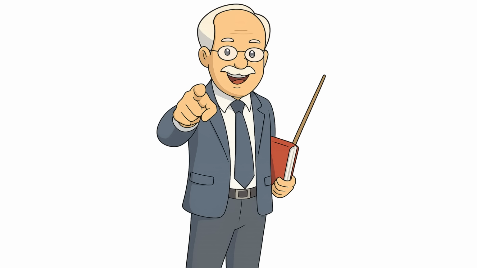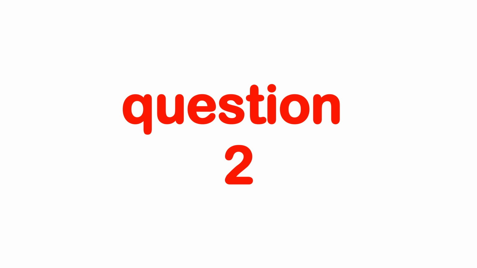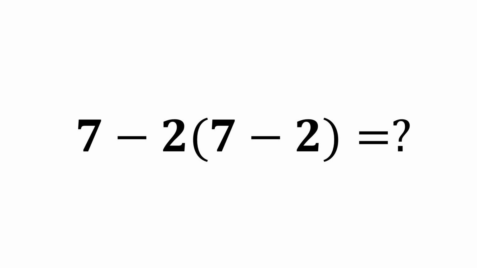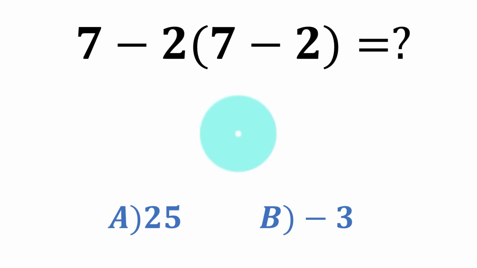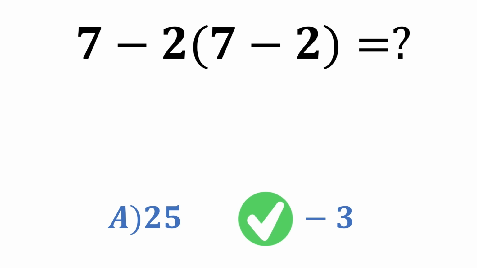This one tricks a lot of people because it looks like the same shortcut from the previous question. But you have to be careful. Question number 2. 7 minus 2 times open parenthesis 7 minus 2 close parenthesis. Is it 25 or negative 3? You have 5 seconds. The correct answer is negative 3.